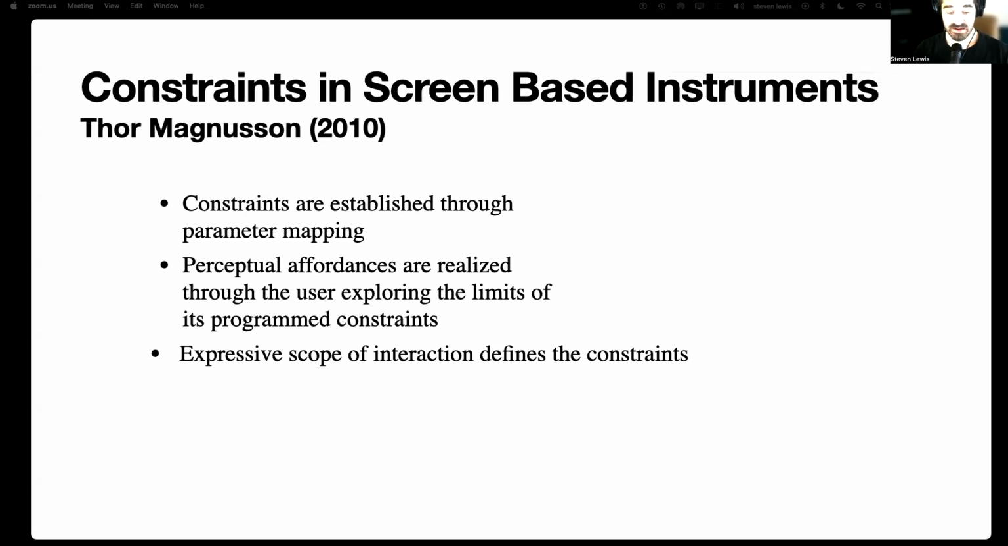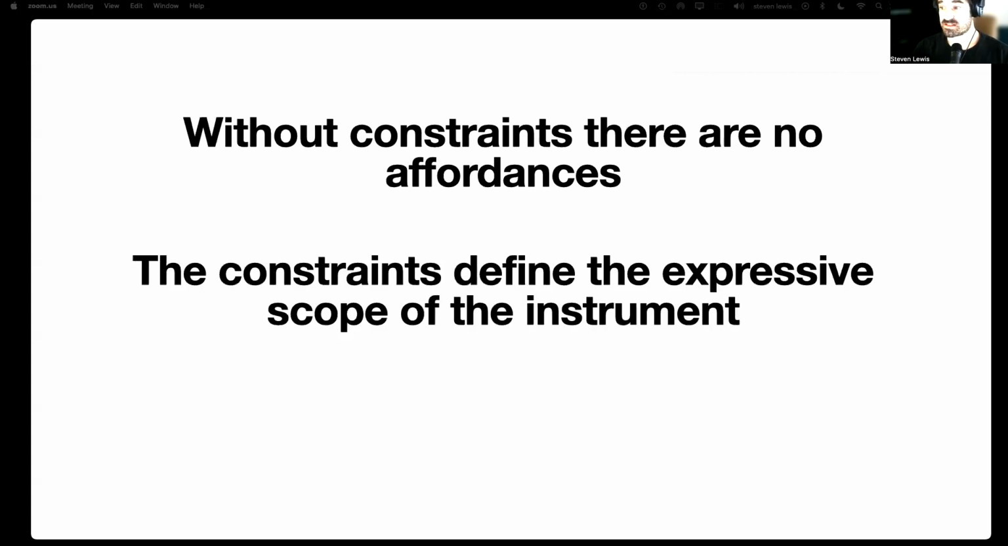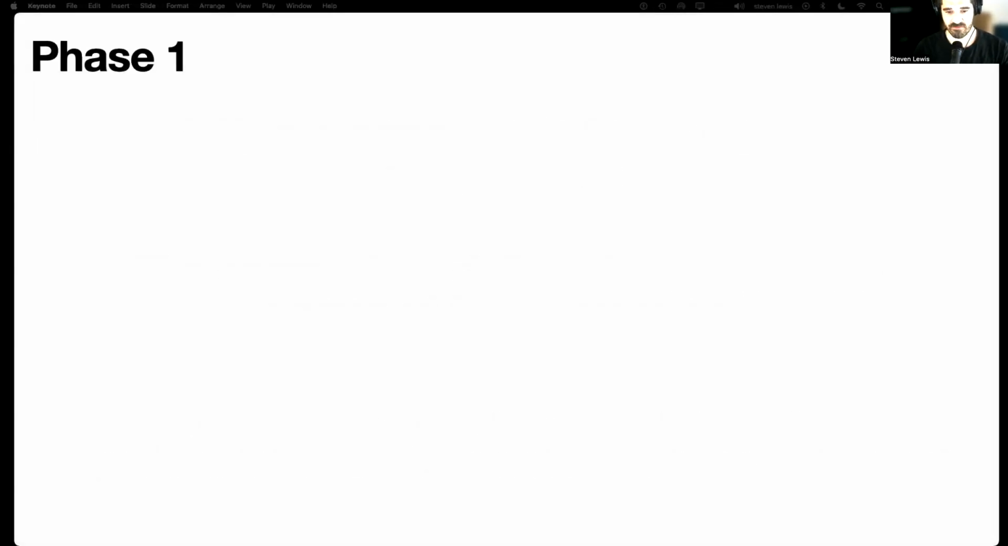system. This is to say that in any digitally designed musical system, creative activity is assessed by how the users navigate its constraints while exploiting the affordances provided to them. Whether these features fall under Gibson's idea of environmental affordances or Norman's perceptual definition is determined by the constraints, not in spite of them. So simply stated, without constraints, there are no affordances. The constraints define the expressive scope of the instrument, and affordances are discovered through experimentation and interaction with the instrument itself. All right, on to phase one.